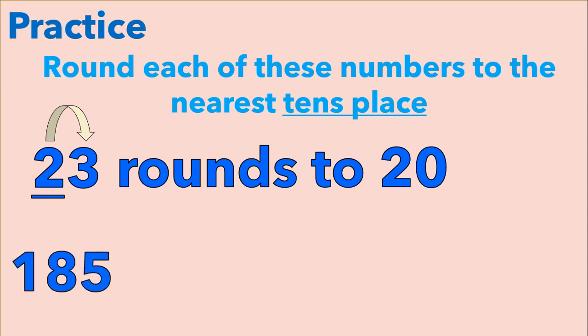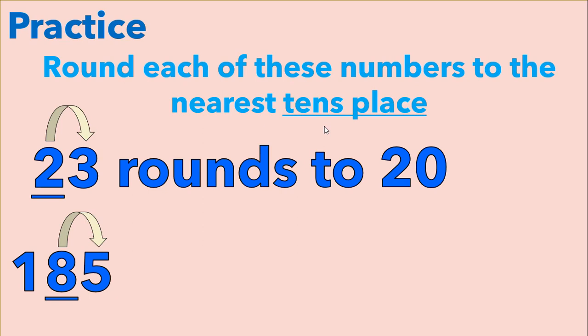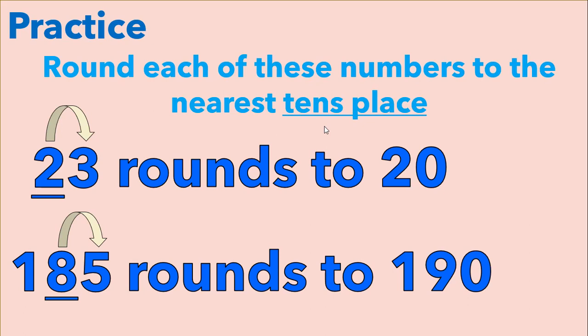Here we have 185. The 8 is in the tens place. Remember, we're rounding to the tens place. That's why we're looking at the 8. We're going to look at the 5 to determine if we're going to round 185 to 180 or to 190. Remember, the 5 is in the ones place, and 5 or more, we're going to raise the score. So we're going to raise the 8 tens to 9 tens, which means our 185 rounds to 190.